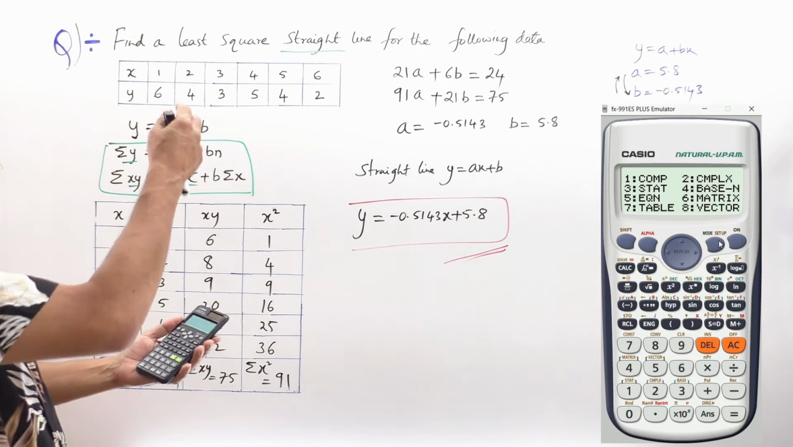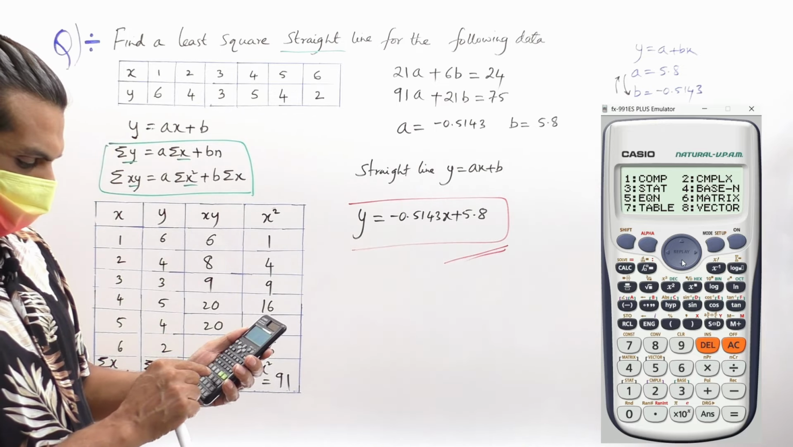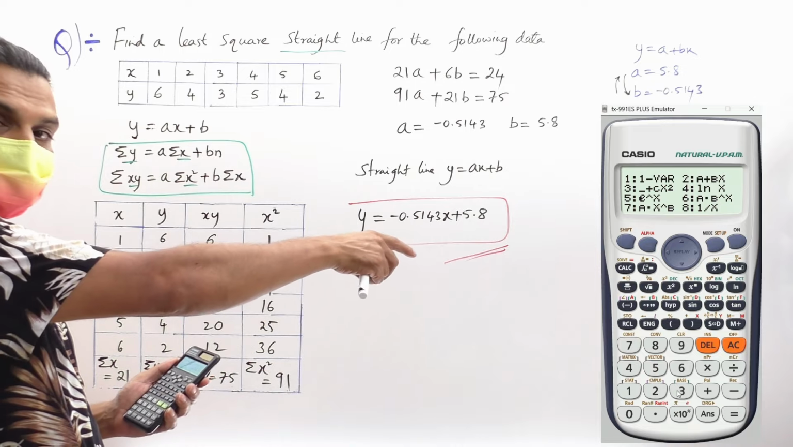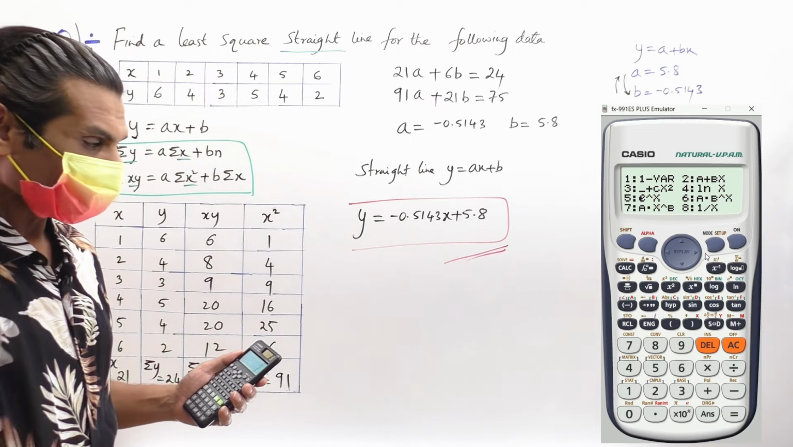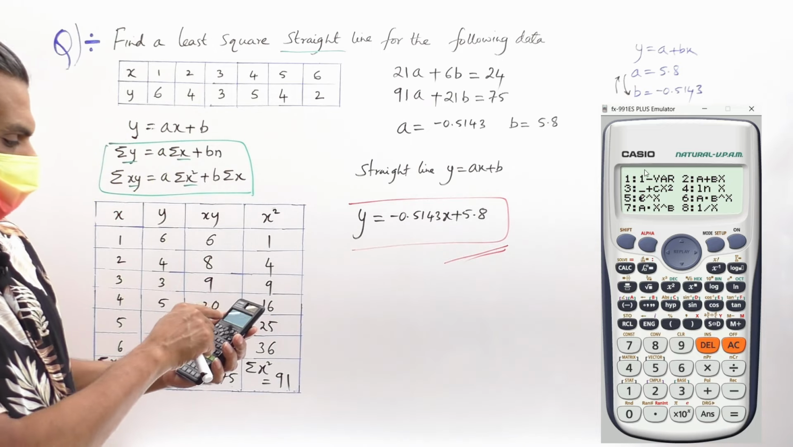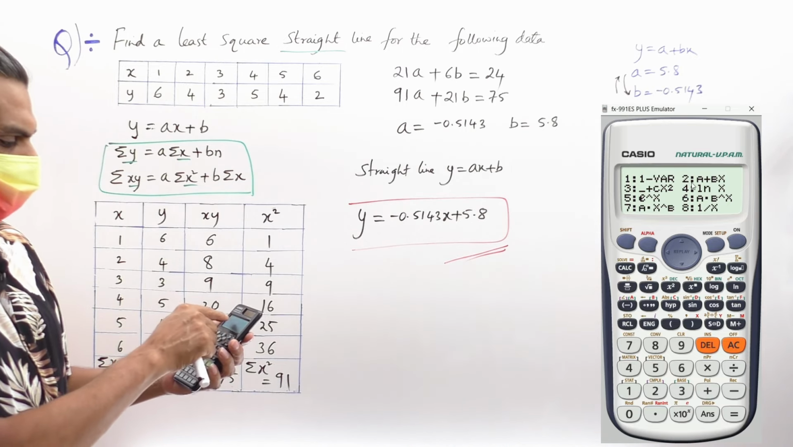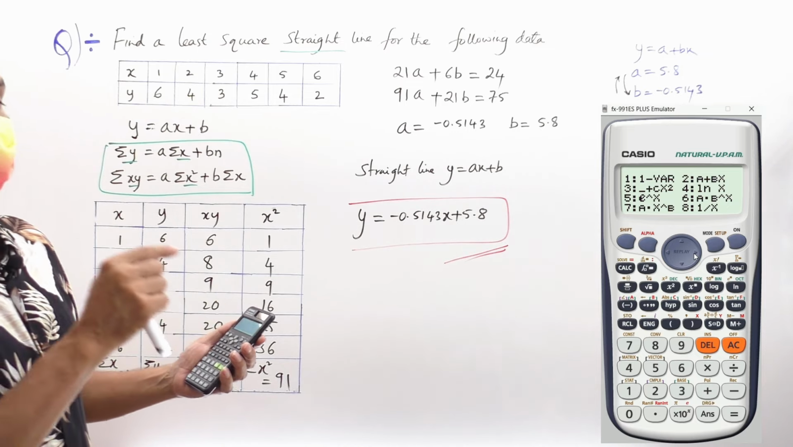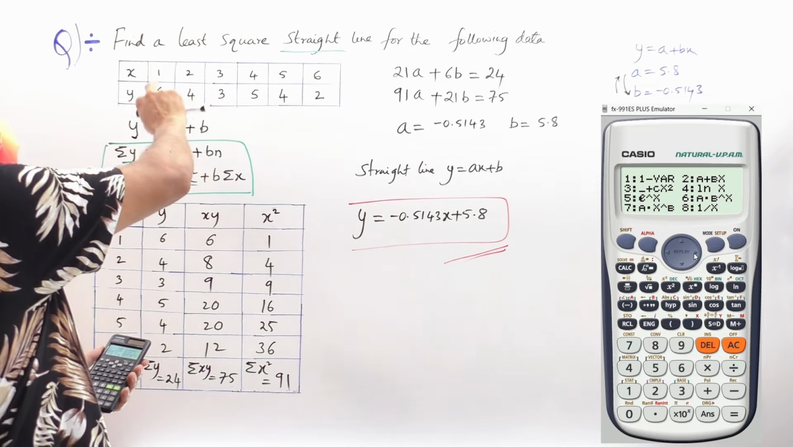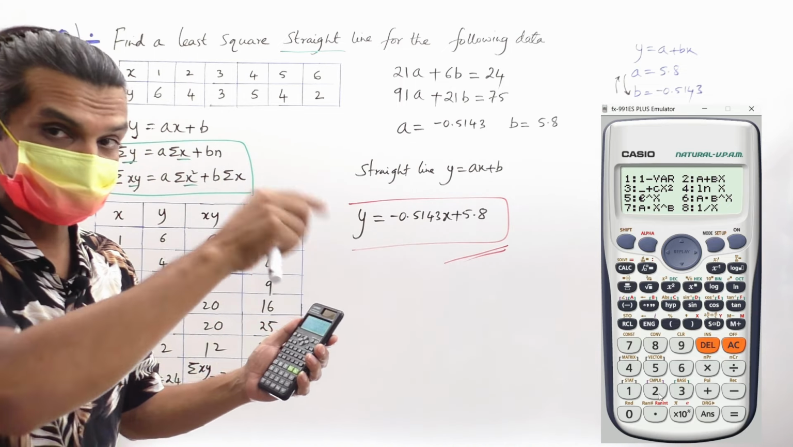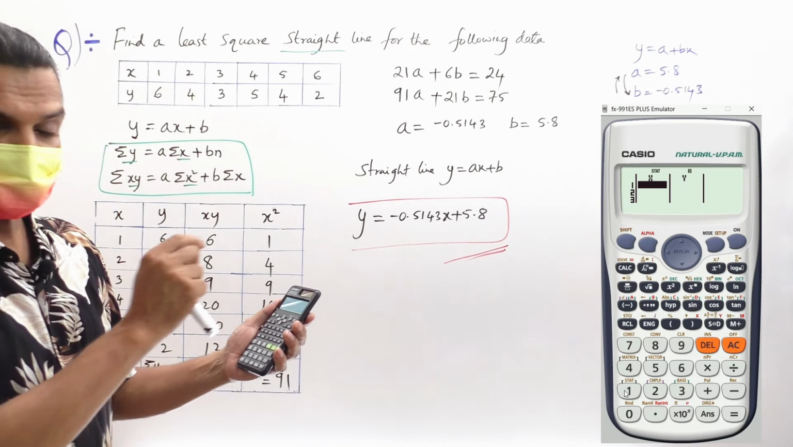Now let's input the values. For that, press Mode and go to Stats. You can see the corresponding emulator here, so both are the same. When we go to the mode, it asks for stats. It shows one is A plus BX and two is... see here also AX plus B, but the input is A plus BX. So we'll choose the straight line option that you're looking for.